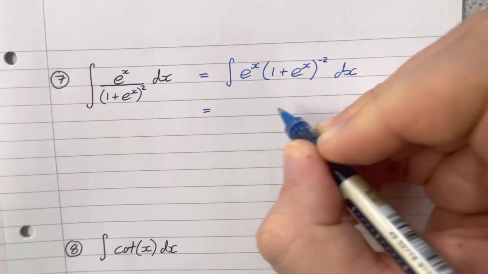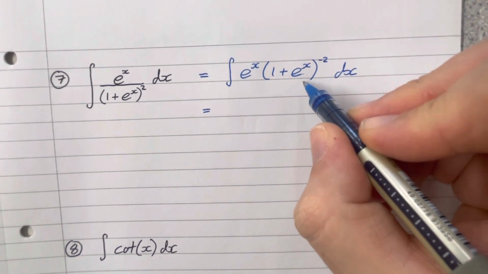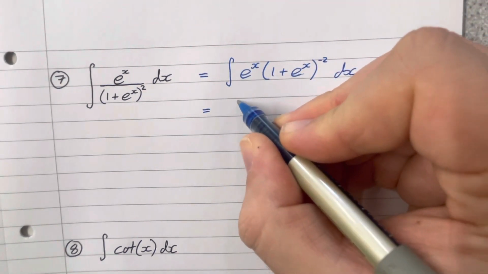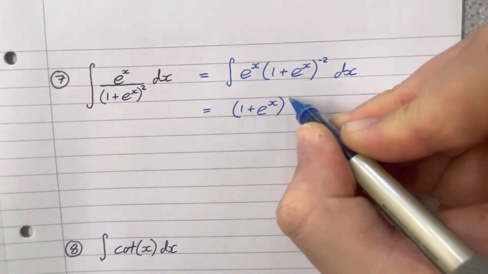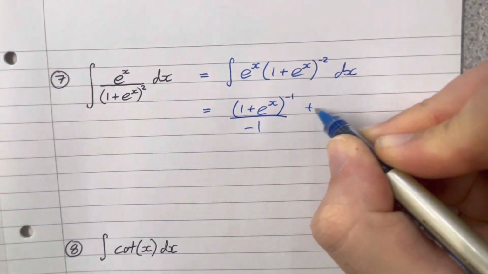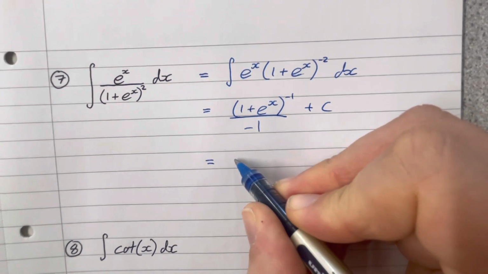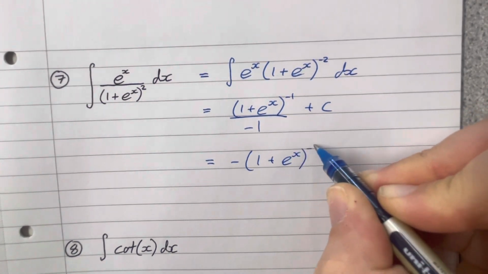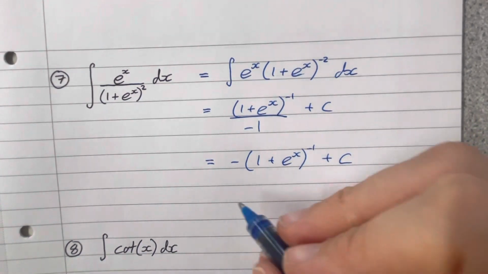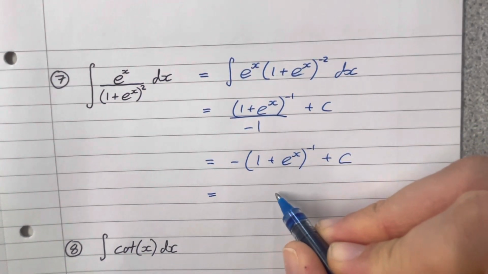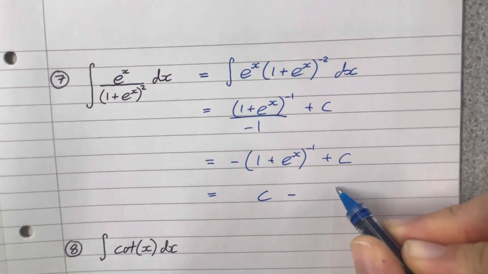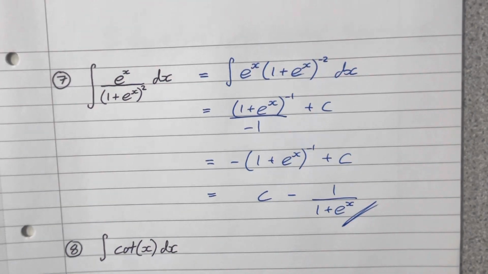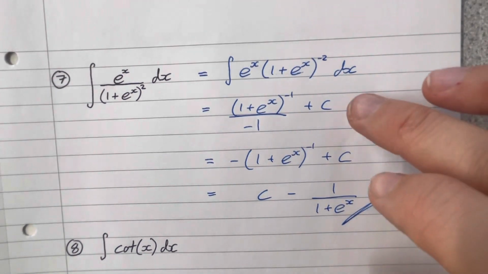So you just apply the power rule to this. So it's going to be 1 plus e to the x to the minus 1 divided by minus 1, plus c, which we then of course could write as minus 1 plus e to the x to the minus 1 plus c. Or maybe you might prefer to write it as c subtract 1 over 1 plus e to the x. Okay. Any of those forms is fine, although maybe not that one.